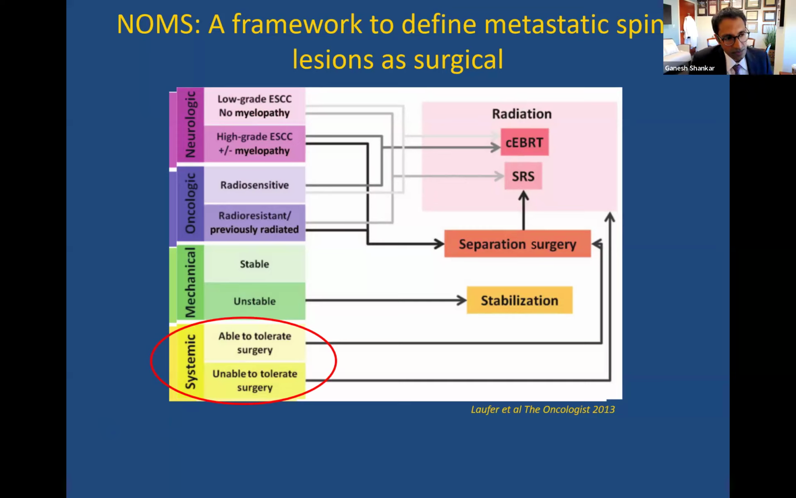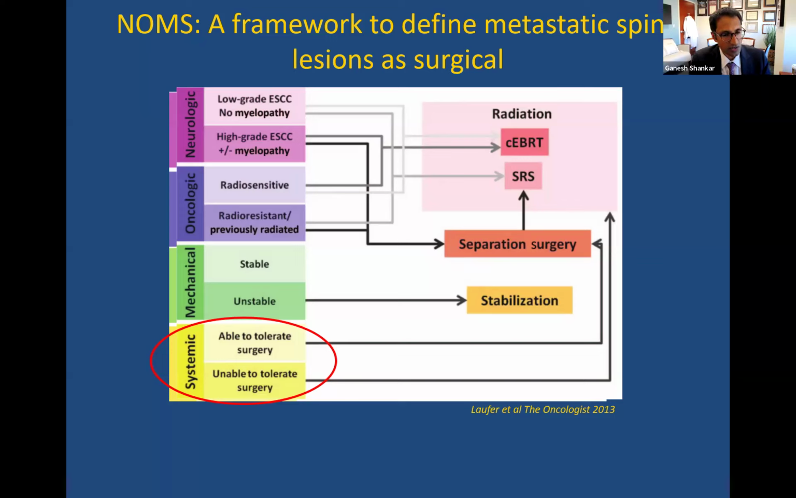This is the part that I really do want to spend some time on. As surgeons, we really think through how do we decompress the cord, how do we stabilize it, how do we get a fusion. But it's really important to work together with a multidisciplinary team of medical oncologists, palliative care, radiation oncology, to really understand what is the systemic status of the patient.